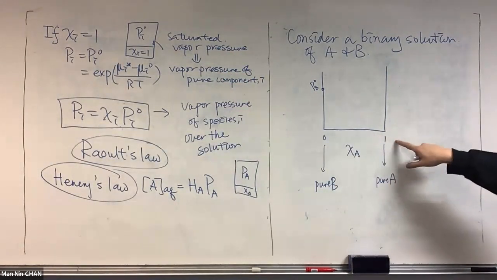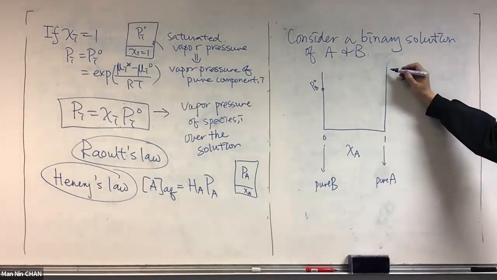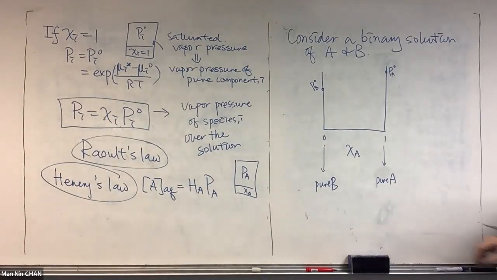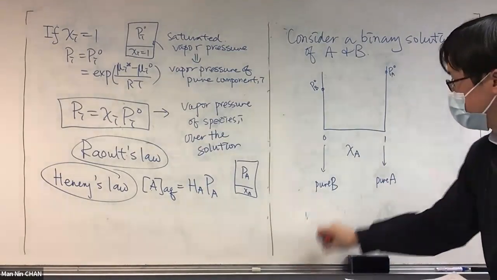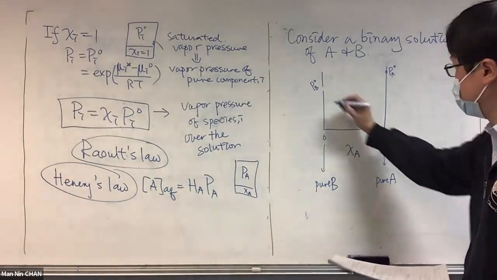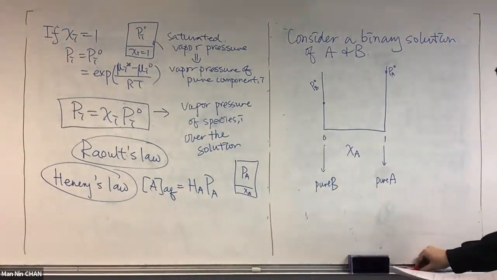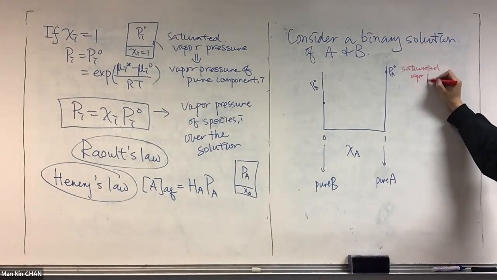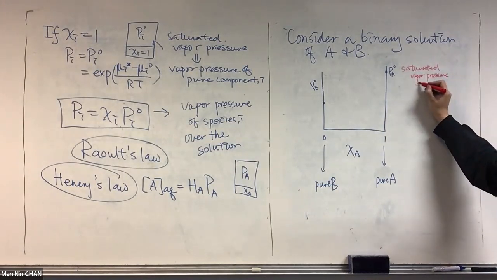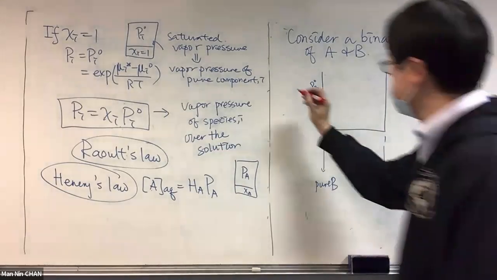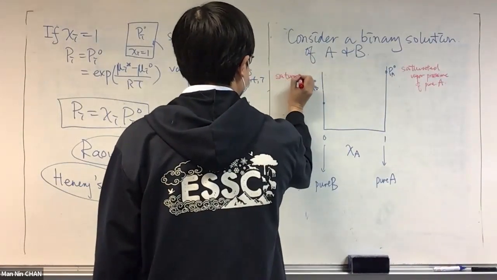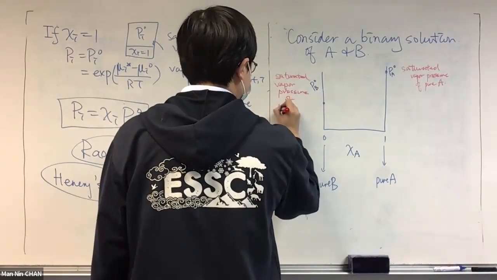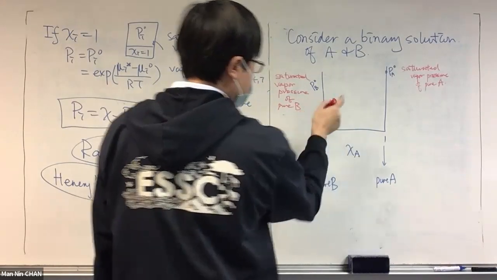And then if the mole fraction is equal to 1, that means it's pure A. So this is the saturated vapor pressure of A. So this is the saturated vapor pressure for pure A, and this is the saturated vapor pressure for pure B. So these two points.